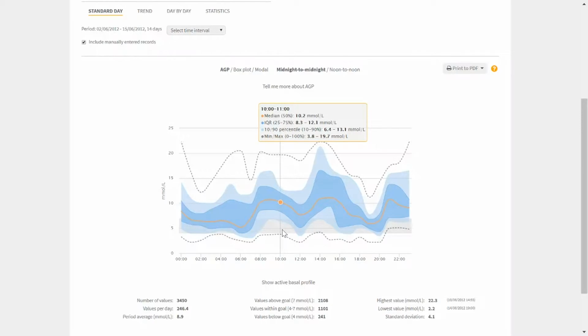The light blue space, as you'll see here, is 40% above and 40% below. So that's the middle 80% of results. So you can see the vast majority of results fall within the light blue space, with 50% of the results falling within the dark blue. Then we have the dotted line, which is the maximum and minimum results in that space. So by sliding along the graph we can really see where there's different levels of variation.